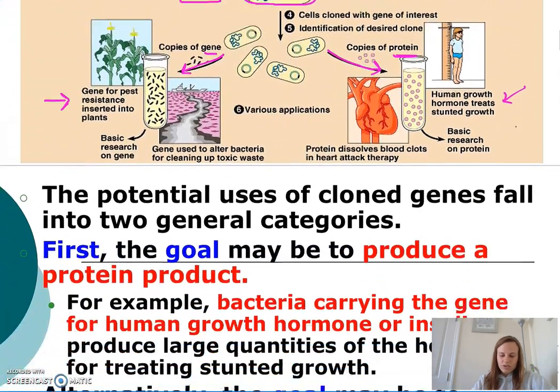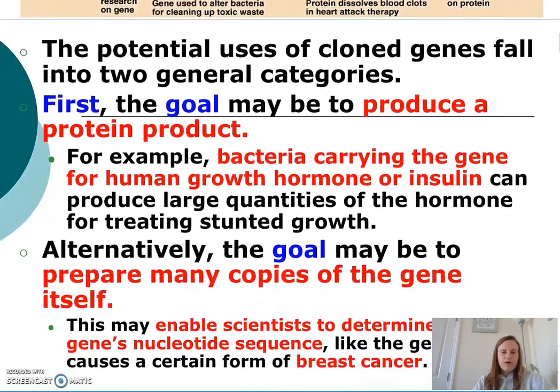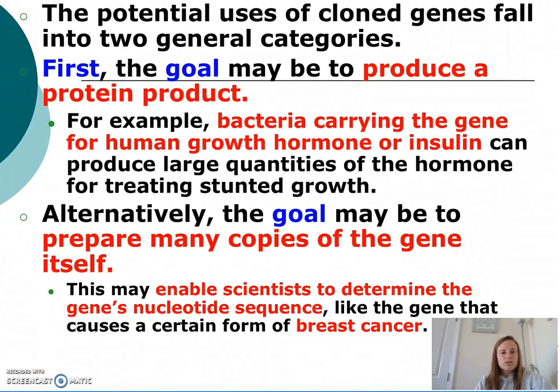So there are two potential uses of cloned genes, and they're going to fall into two general categories. So the first goal, or the first category, is to produce a protein product. For example, like we mentioned, a bacteria that carries the gene that codes for human growth hormone, because remember, human growth hormone is a protein, or insulin. Insulin is a protein where I can then produce large quantities of the hormone, of human growth hormone, to treat stunted growth, or large quantities of insulin to give to people who suffer from diabetes.